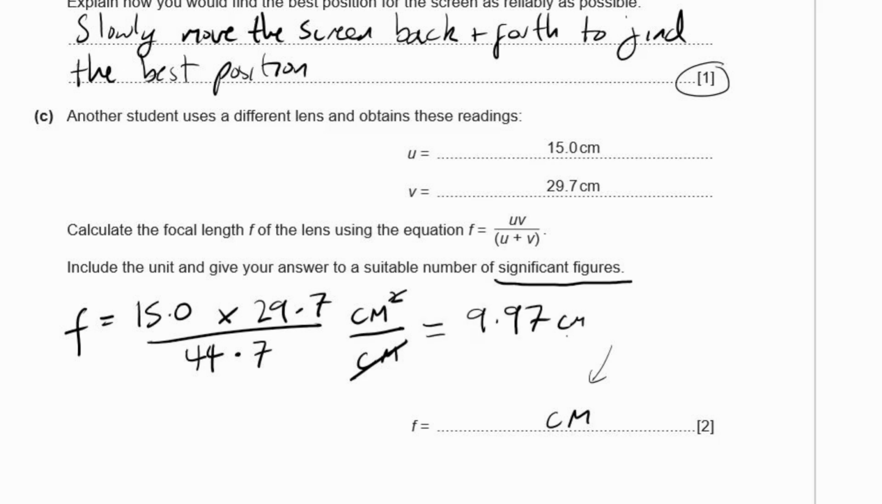9.97 centimetres. And I'm going for 3 significant figures. Why 3? Well, because that's got 3 significant figures, that's got 3 significant figures, and that's got 3 significant figures. There we are. 9.97 centimetres. 3 significant figures. Excellent.